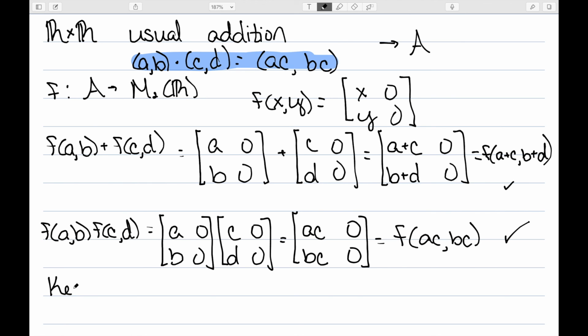What about the kernel? For the kernel of this, we're going to need f of (x,y) to be equal to the zero matrix. So we would need both x to be 0 and y to be 0. So the kernel is just the origin (0, 0).